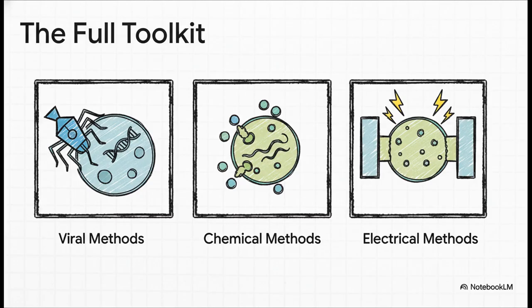Scientists can use viruses, as we mentioned. They can use special chemicals to trick the cell membrane into becoming a little leaky. They can even use something called electroporation, which basically zaps the cell with electricity to open up temporary little holes.